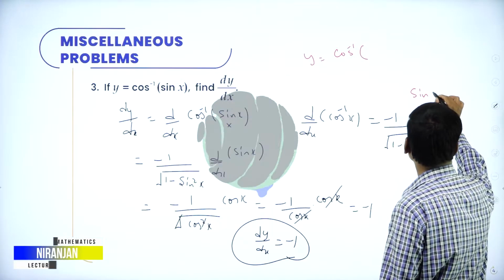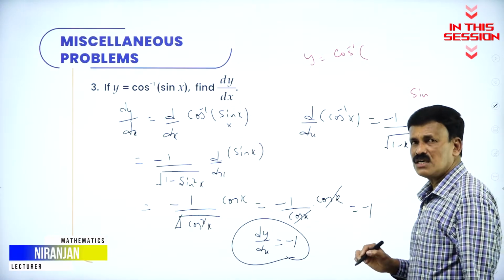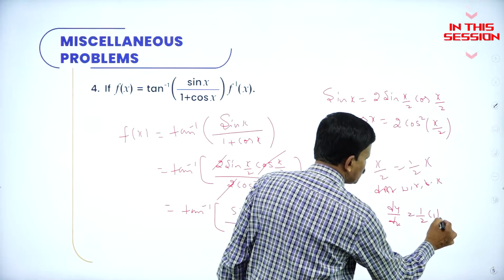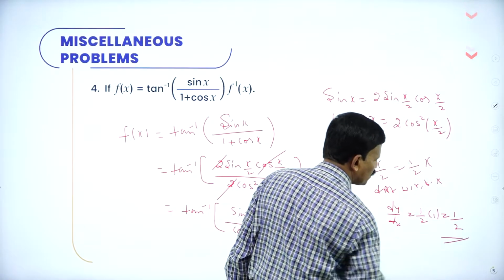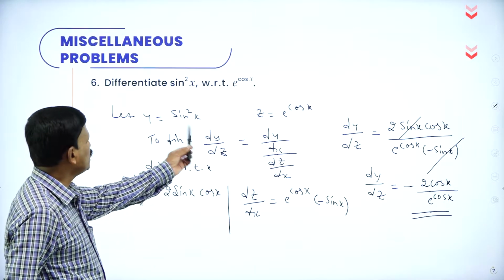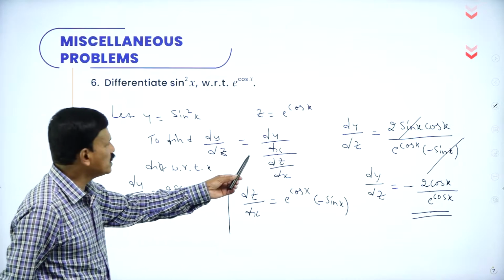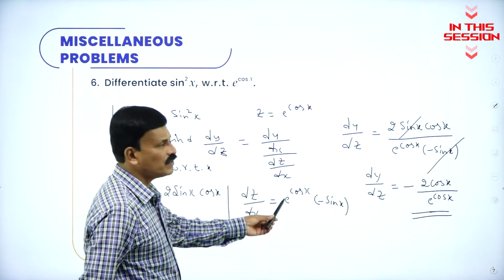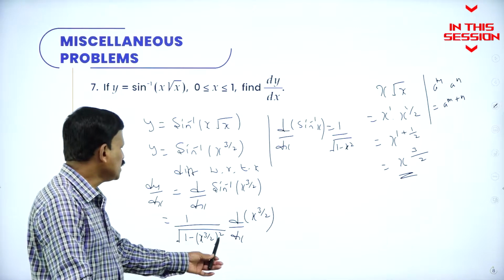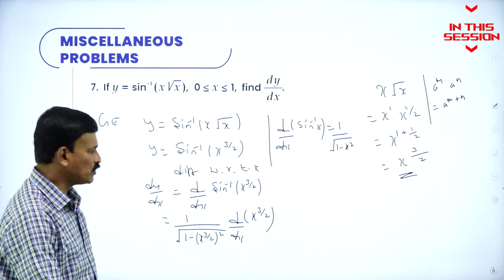Sin of 90 minus theta is equal to cos theta. Cos of 90 minus theta is equal to sin theta. One by two is a constant, and the differentiation of x is 1. So the differentiated answer for this function is 1 by 2. What is required is to find dy by dz. What is dy by dz? It is dy by dx divided by dz by dx. X is nothing but x to the power of 3 by 2 whole square into d by dx of x to the power of 3 by 2.